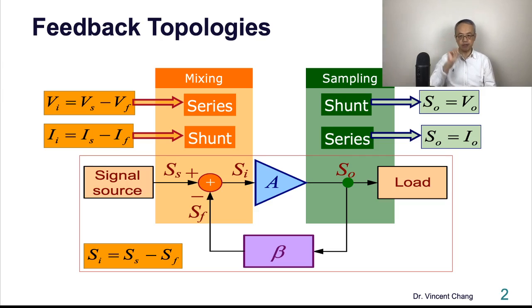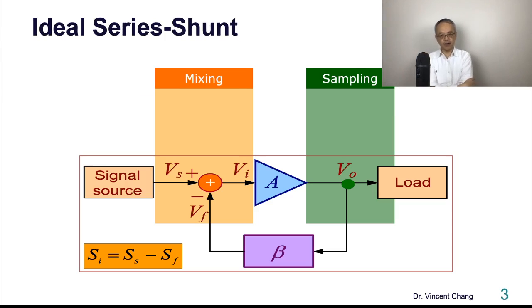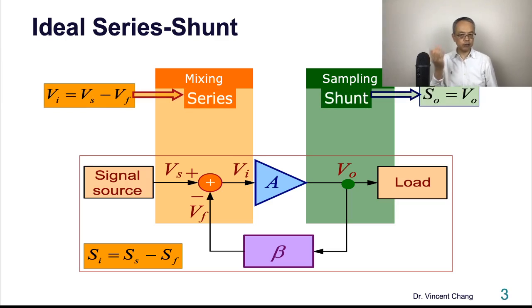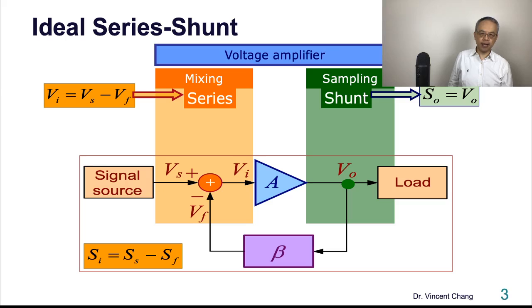So four combinations, four topologies: series-shunt, shunt-series, series-series feedback, and shunt-shunt feedback. Let's focus on the first case, the series-shunt feedback. It's voltage input, voltage output. The associated amplifier, in essence, is a voltage amplifier.